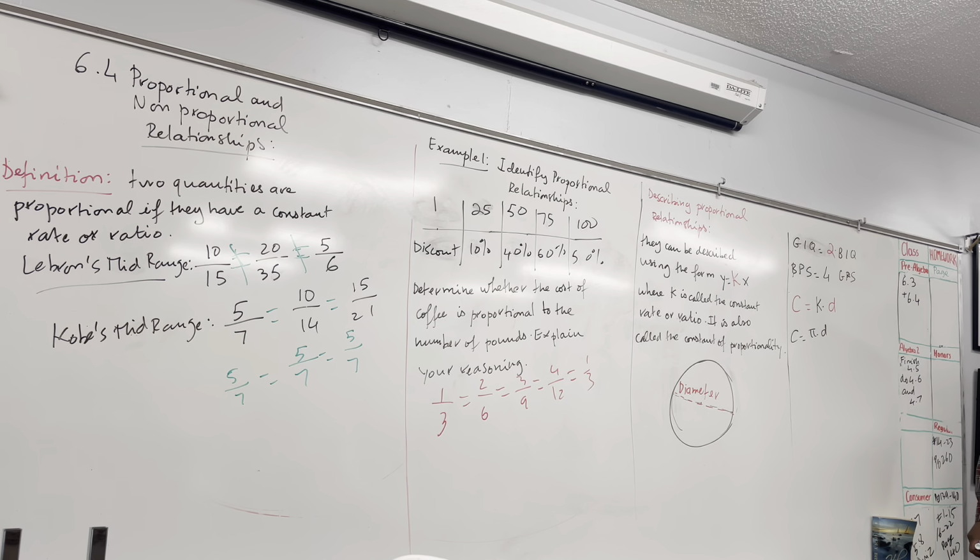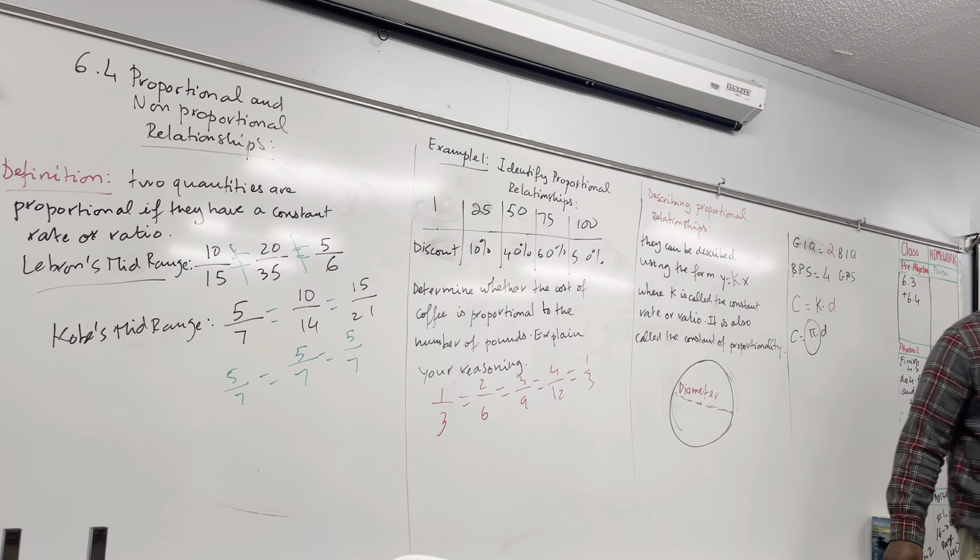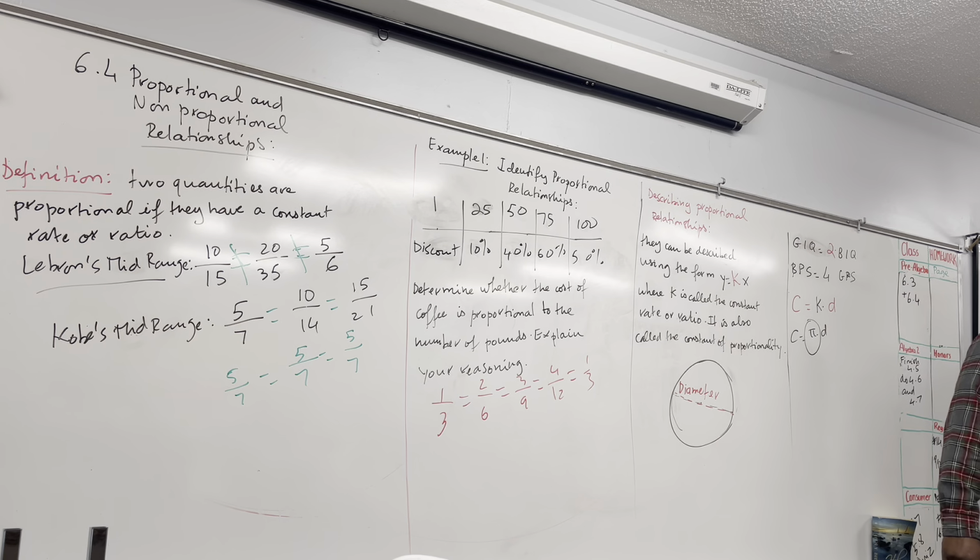Pi is 3.14, right? I'm just giving you an example. The circumference of a circle is pi times D. So here, the constant of proportionality will be pi, because any circle that you take anywhere, its circumference is always going to be pi times the diameter, no matter what circle you take.